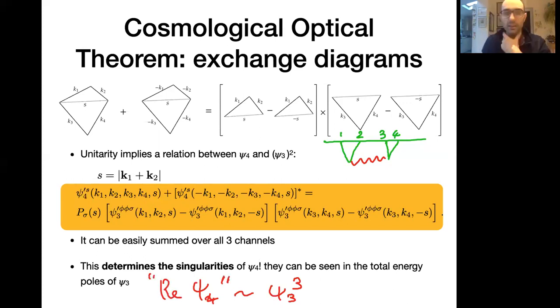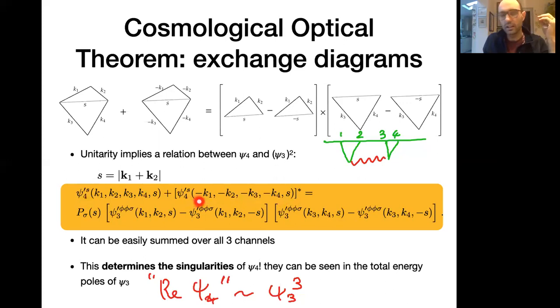So it has that flavor of determining more complicated diagrams, higher point functions in terms of lower point functions, which is exactly what happens for the optical theorem in flat space. Even more powerful, this relation determines all possible singularities of psi 4.